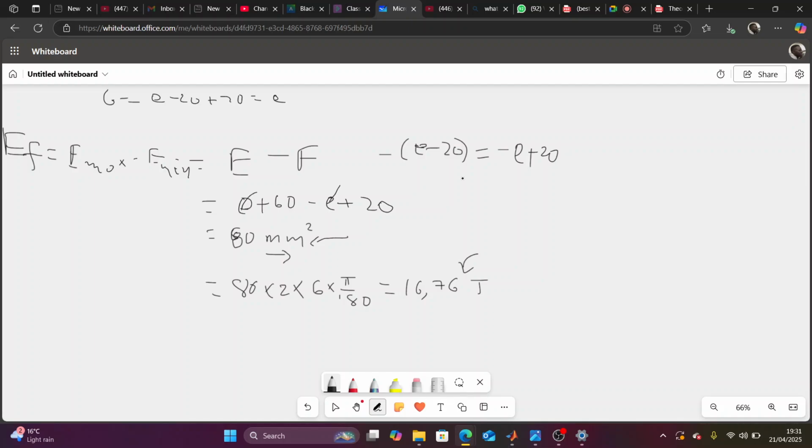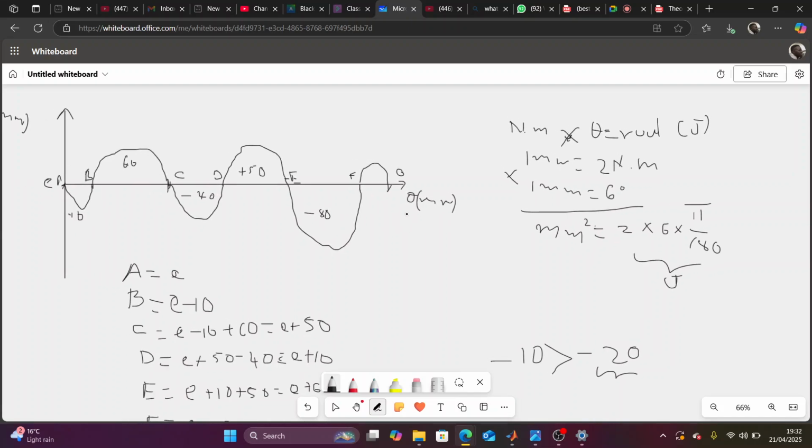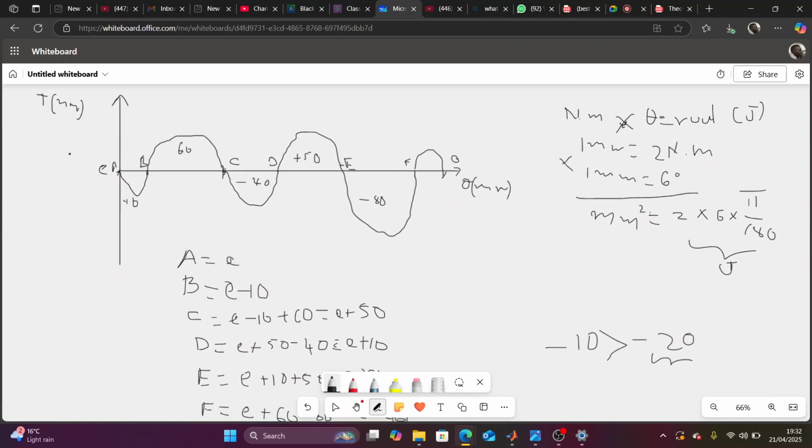So what does it mean, Andile? If it is centimeter, this should also be what? Centimeter. The unit doesn't matter. They will give you a scale. Do you see? Yeah.